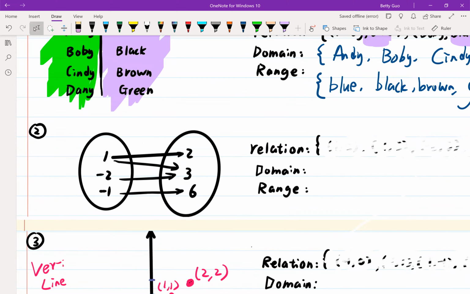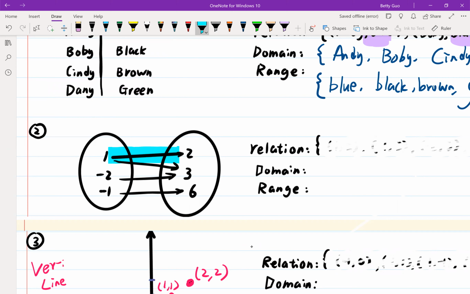In this circle, we have three items: 1, -2, -1. In this circle, we have three items: 2, 3, 6. And from this circle to the other circle, the second circle, we have 4 correspondences. I can color them differently.